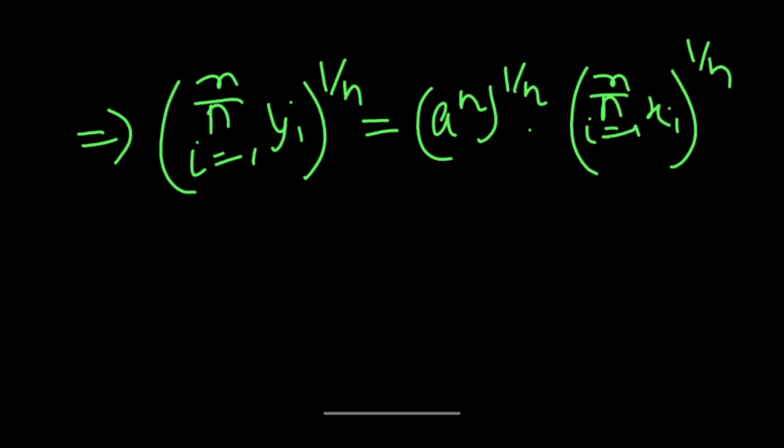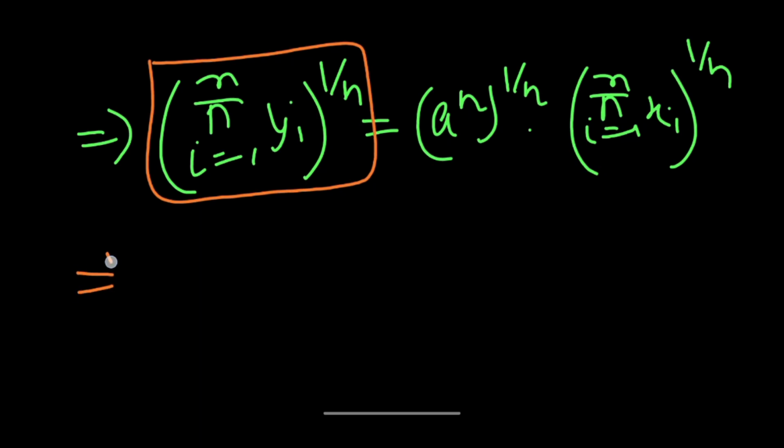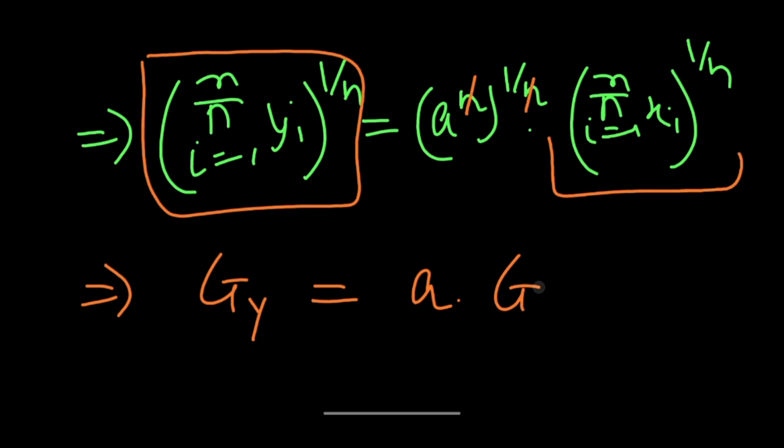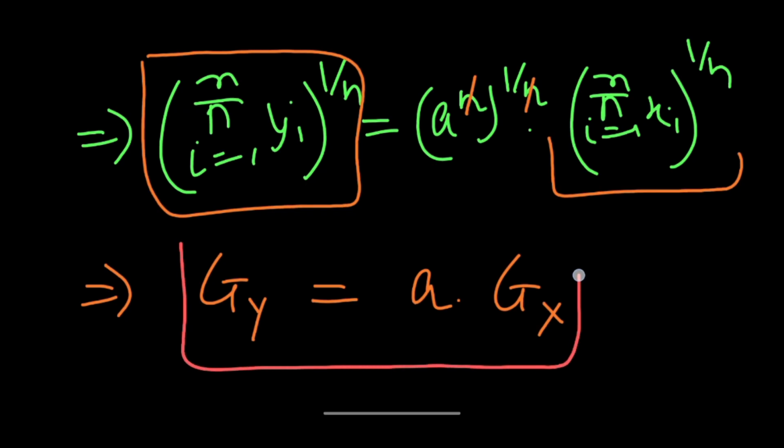Now in the next step, we will write the left hand side of the equation as the geometric mean of y, or Gy, and on the right hand side we will cancel out the n's, which will give us a, and now we will substitute this value, which will give us Gx, or geometric mean of x. Therefore, we prove that Gy equals a times Gx.